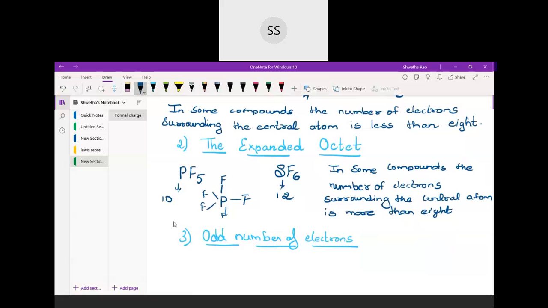Here is the example of an odd number of electrons, that is nitric oxide. Nitric oxide's structure is this way. So I will assign the number of electrons here. 8 for oxygen, that is correct: 4 on this side and then 4 more electrons on the other side. But for nitrogen, it is found that they have only 3 electrons. Odd number of electrons.